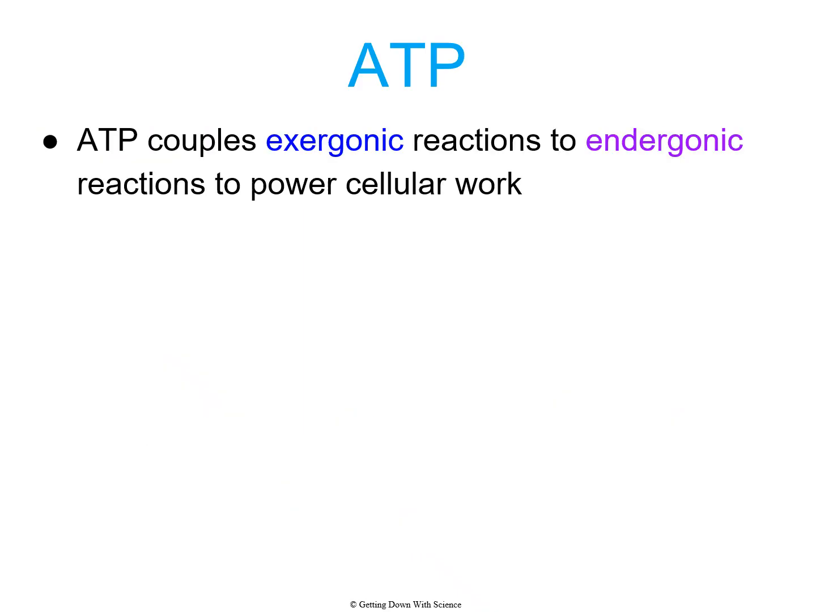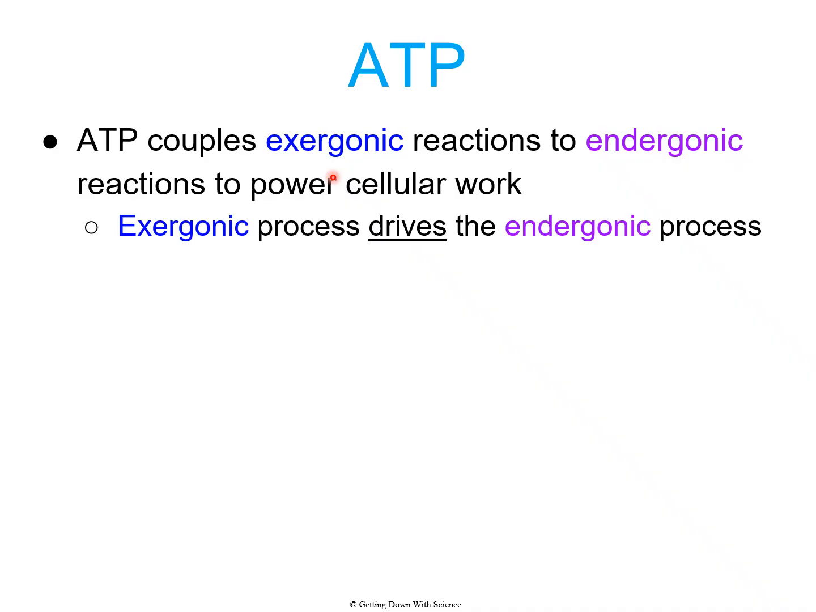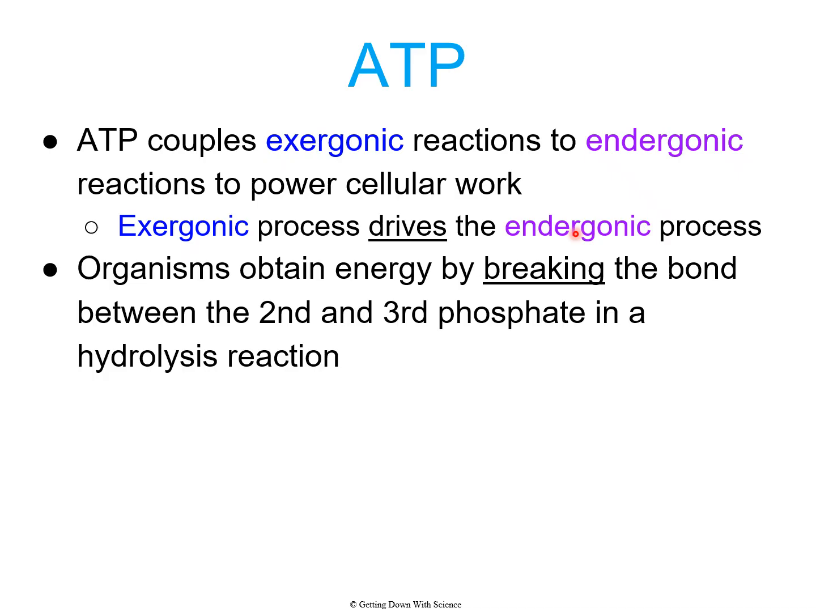Now, ATP couples exergonic reactions with endergonic reactions. Remember from a previous slide that we discussed what exergonic reactions are and what endergonic reactions are. ATP couples these two reactions in order to do cellular work. Exergonic processes drive endergonic processes. If you recall, exergonic processes release energy, so energy is always given off in those reactions. Their initial energy input is very minimal, so it requires a very small amount of energy in the beginning.